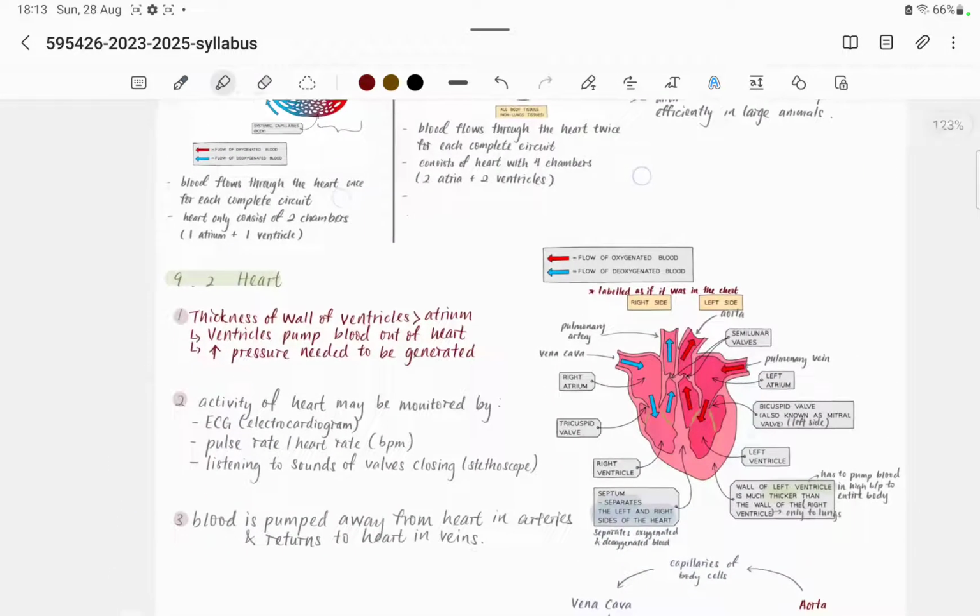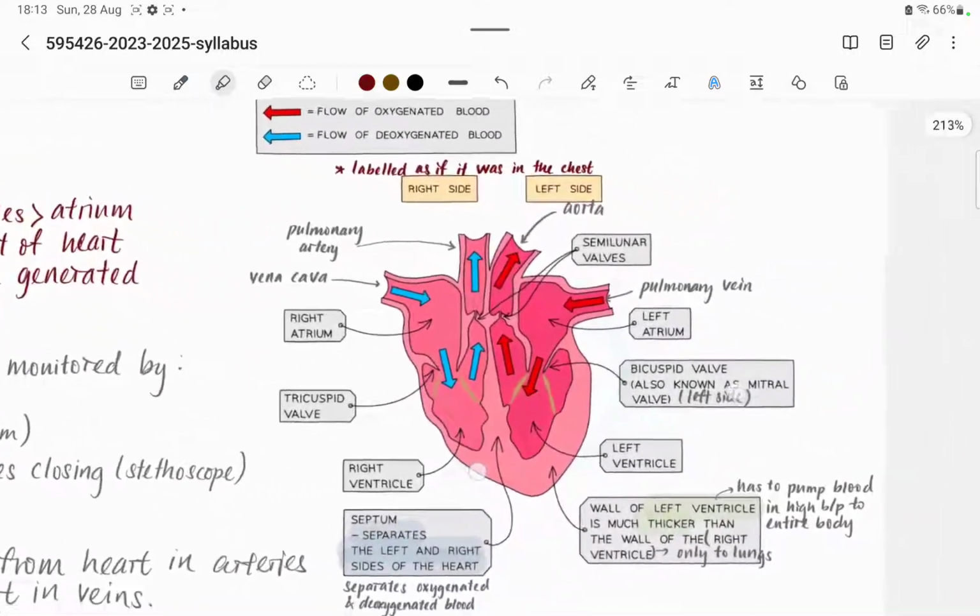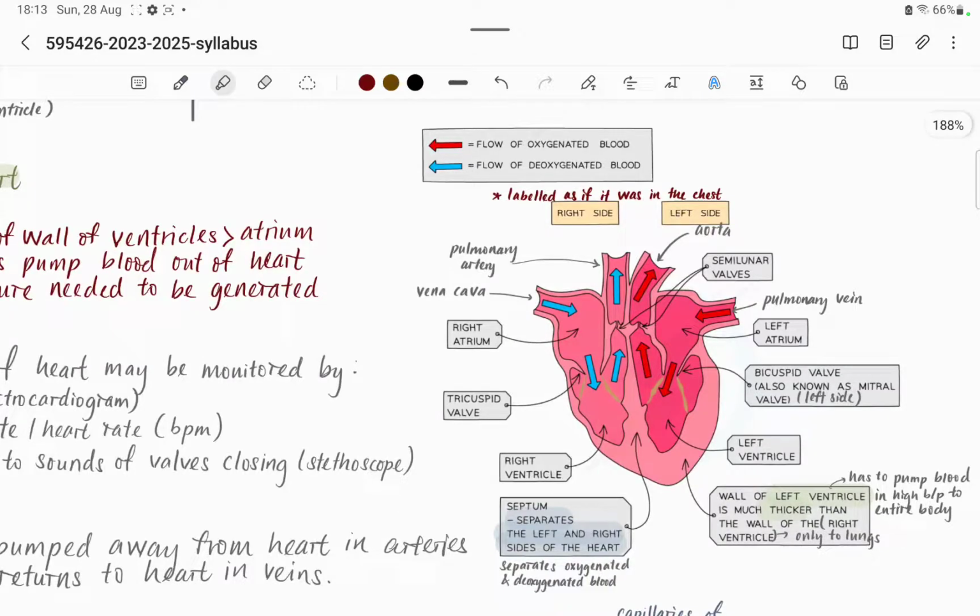Okay, 9.2 the heart. So this is the heart. You need to know how to label. This one is the right side, this one is the left side. On the right side we have 2 chambers, atrium and ventricle. Atrium is on top, ventricle is at the bottom. Left side is also the same, atrium and ventricle. And then the valves. The valve on the right side is tricuspid. On the left side, bicuspid. Okay.